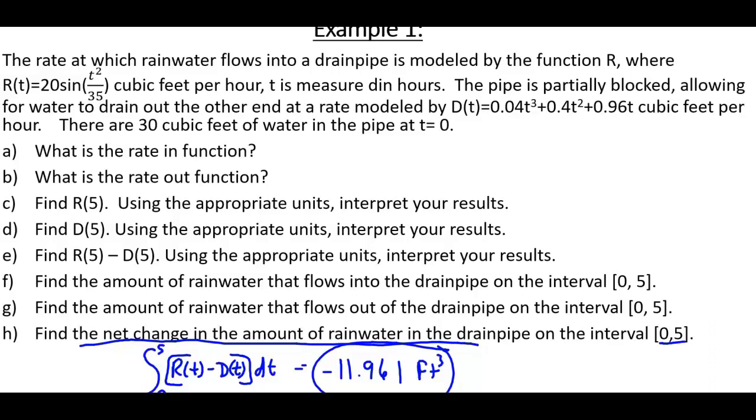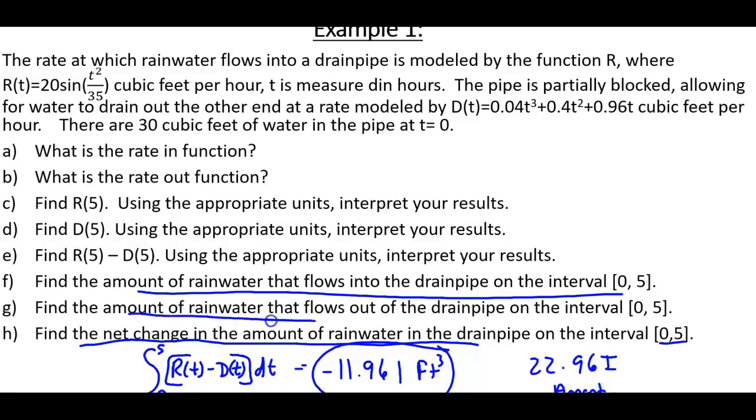But here's another way. We already found the amount of water that went into the pipe. It was 22.956. So this was the amount in. And we also found how much left the pipe over that time period. That was 34.917. And since it's leaving, we're going to subtract it. That's the amount out. Well, this is how much went in. This is how much went out. If you just subtract those, you get that.